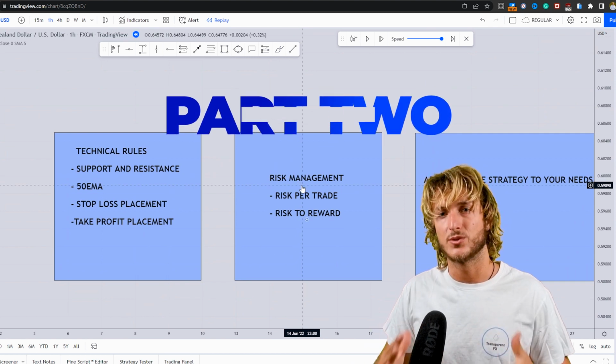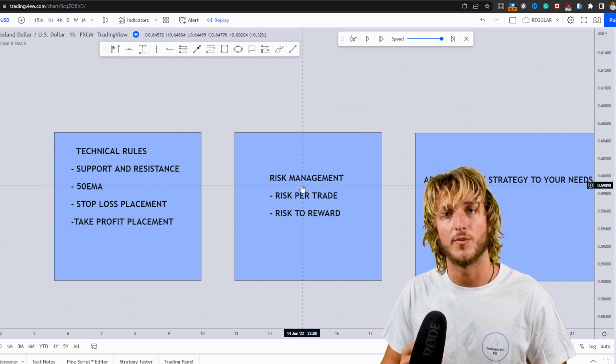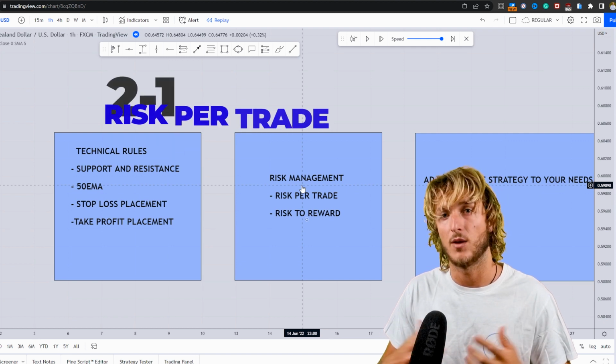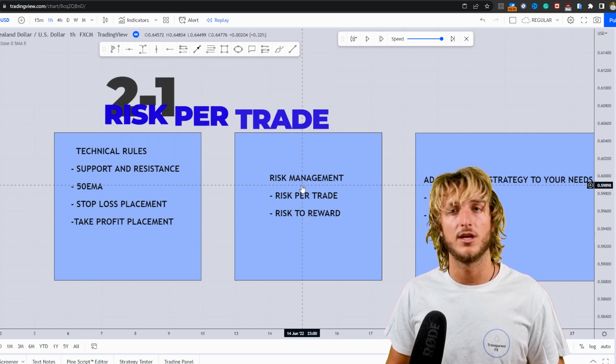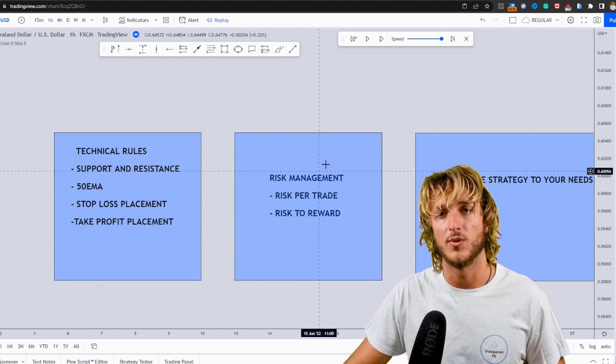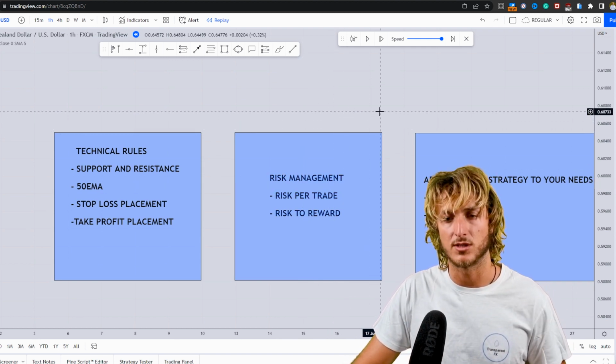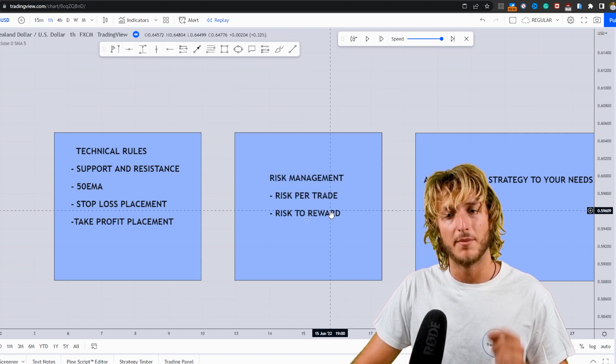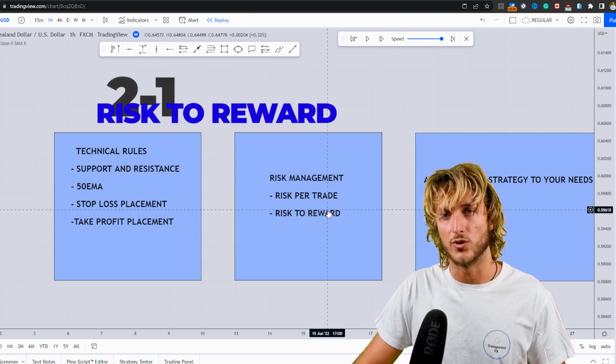So when it comes to the risk per trade, that is very subjective, depends on your own trading personality, how much you want to risk per trade. Usually it is 1%, 2%, 3% per trade. That is more or less what people tend to risk. Some people also tend to risk up to 5% per trade. But what I really want to speak about is the risk to reward.